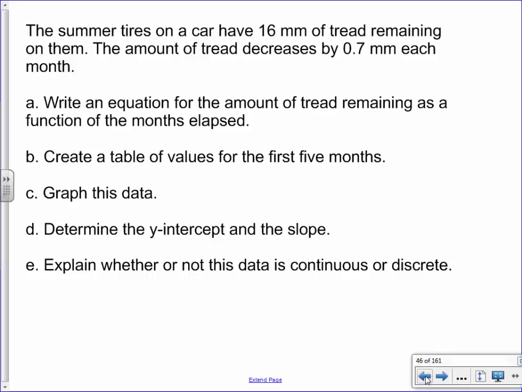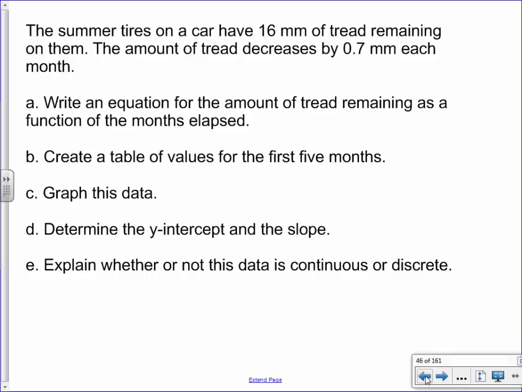Summer tires on a car have 16 millimeters of tread left on them. Every month, the amount of tread on your car goes down by 0.7 millimeters. That makes sense? Slowly but surely, your tires are going bald. So we'd like to now write an equation for the amount of tread as a function of the months elapsed.